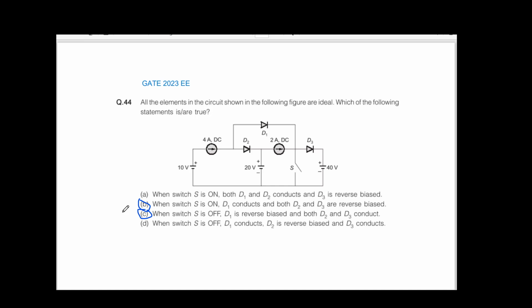Here we are using assumptions. We will make some assumption, we will solve the circuit and we will check whether assumption is true or not. If the assumption is true, then we can proceed with that assumption. If the assumption is wrong, we have to change the assumption. We have to go for another assumption. That is how we are solving this problem.